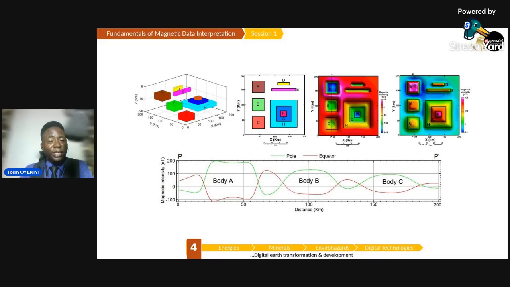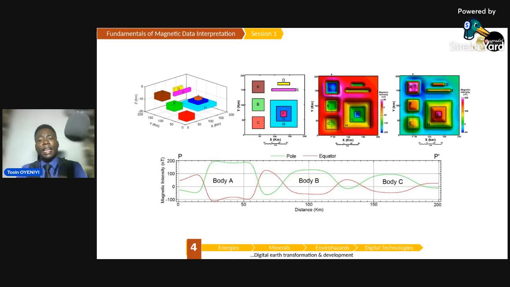So from the same bodies, you can see that the response, even though in the texture and the appearance they are similar, when it comes to the amplitude there is a complete difference. One is a mirror image of the other, and that is what you are seeing on this profile view right now. This is a profile view along the line PP prime taken on the two sets of synthetic magnetic data generated at the equator and also at the pole. So you will see that one is the mirror image of the other.